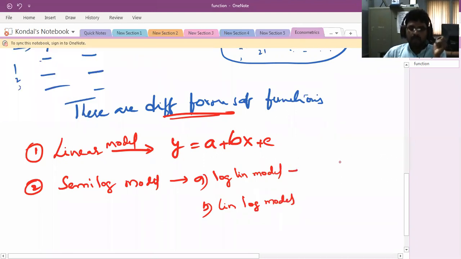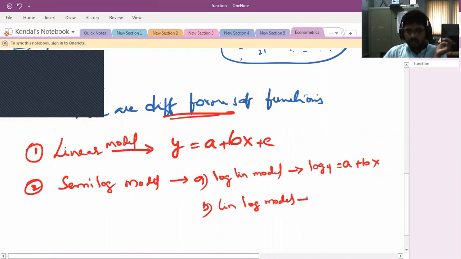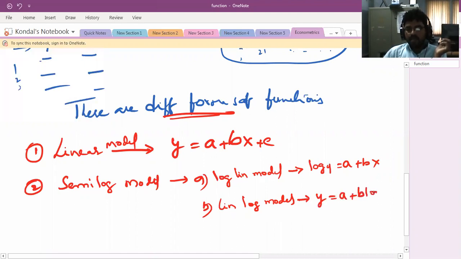What is a log-lin model? Log-lin means log y is equal to a plus bx. What is the lin-log model? Here y is equal to a plus b log x. If you put an a term also no problem, if you do not put, no problem. So this is the log-lin model, this is the lin-log model. Log-lin means log will come first. Lin-log means log will come in the independent variable. These are semi-log models.